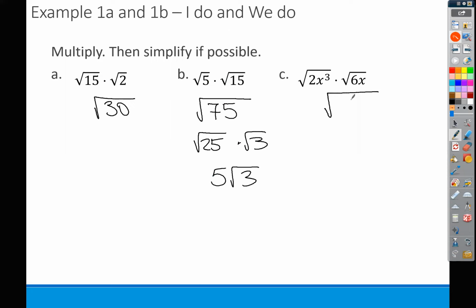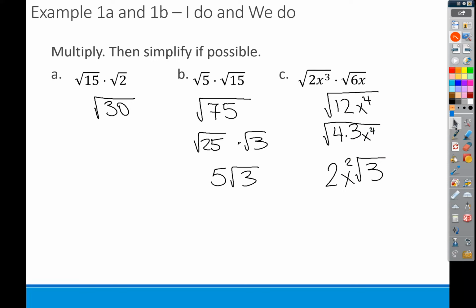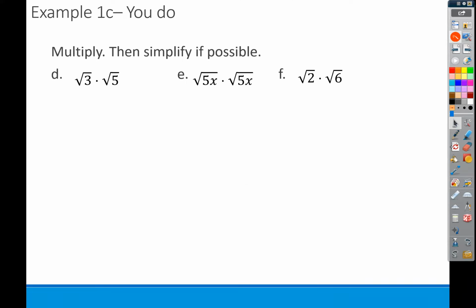This, if I multiply it, would be 12x to the 4th. And so the square root of 12 can be broken down into 4 times 3. So the square root of 4 is 2. I can't do anything with the 3, so I leave it. X to the 4th, the square root of that is x squared. And so those are my final answers. And this actually should have a square on it right there. Okay. All right, here's some for you to do, so go ahead and try.